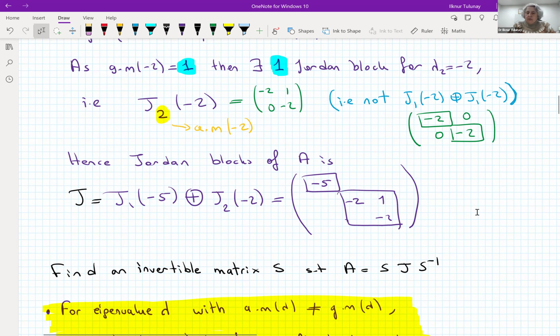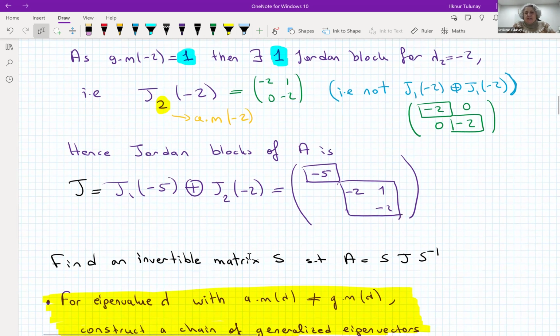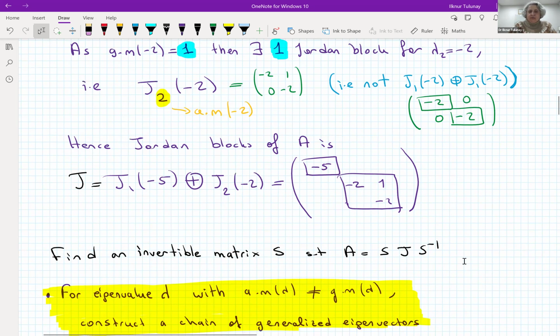Why is it useful? I would like to talk about how significant it is, how beautiful it is, how useful it is for us. If we have this, then there exists an invertible matrix S such that A is equal to S J S inverse. Next, I'm going to show you how to find S and verify this equality.